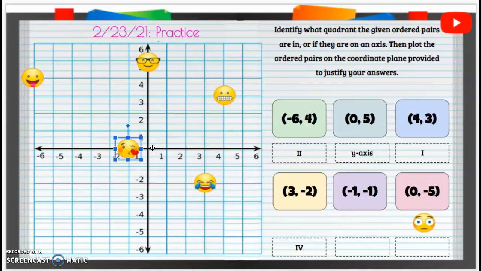So we're going to go backwards 1 and down 1. All right, so x comes before y, remember. So we'll go our x-axis first, -1, and then our y-axis, -1. And we end in quadrant 3.